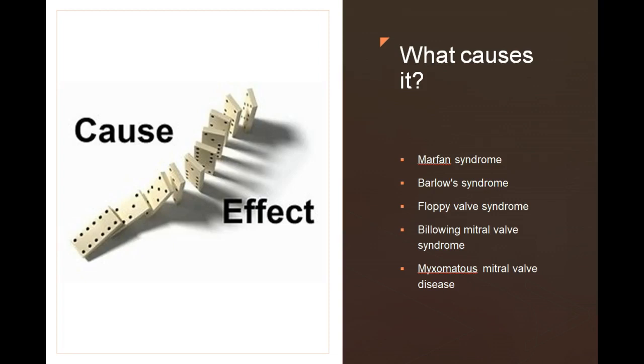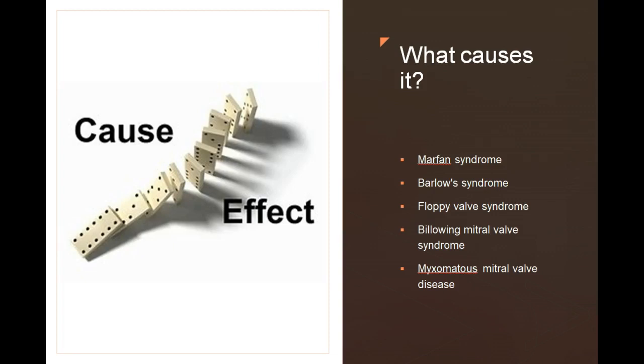Barlow's syndrome is really just another name. The leaflets of the mitral valve bulge into the left atrium of the heart as the valve closes. So it's just another name for mitral valve prolapse. Again, the floppy valve syndrome, which is another cause, is just an improper closure of the mitral valve, and that's another name for mitral regurgitation, mitral valve regurgitation. With the billowing mitral valve syndrome, again, that's just an AKA. It's also known as mitral valve prolapse.